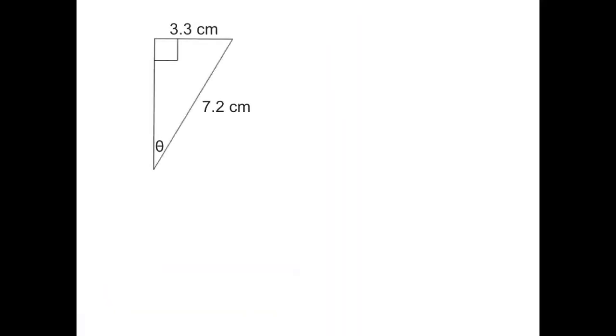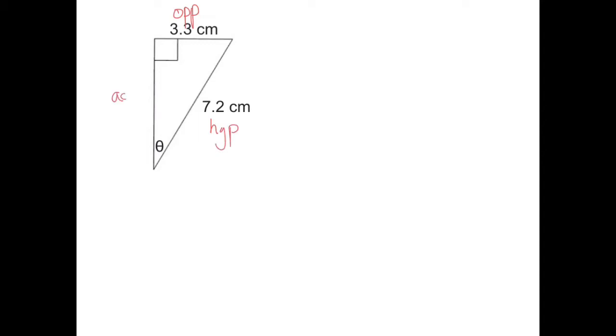When we're trying to find an angle, the first few steps are exactly the same as if we're trying to find a side. In this case, we're looking for angle theta. Theta is just a Greek letter that we quite often use to stand for an angle. The first step we always do is, in relation to our angle, we label the sides. This side is opposite, and this side is the hypotenuse. So we're just going to write those in.